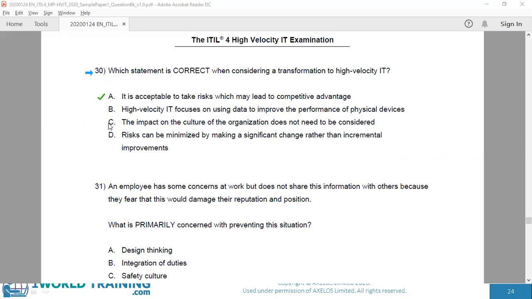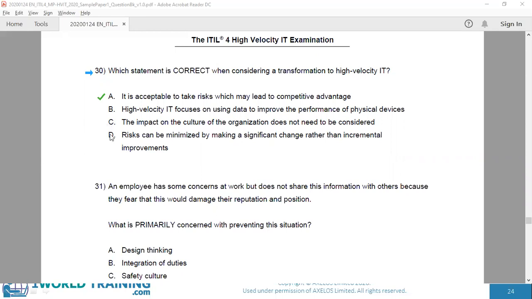Option C. Can an organization transform to HVIT when the impact of culture need not be considered? This is definitely incorrect because there might be an impact on the culture of the organization. An organization may choose not to increase the velocity because they think the amount of cultural change involved would be too difficult to achieve or unlikely to generate an acceptable return on investment.